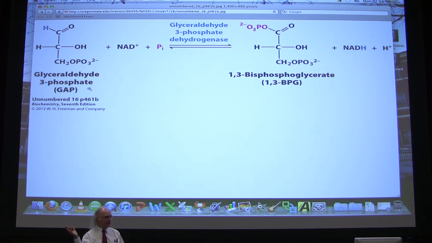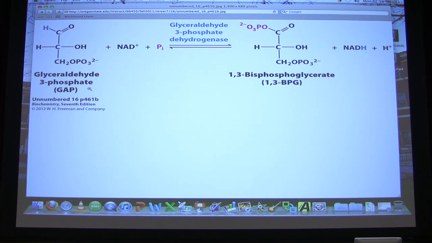This reaction is energetically favorable, by the way. What does it tell you? It says we have to have an energy source, right? Previously we had an energy source from ATP. Now we have to have some other energy source. What do you suppose the energy source is?